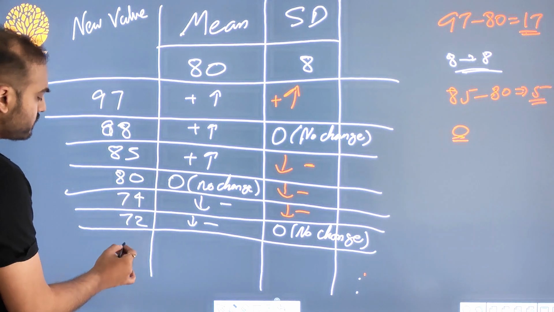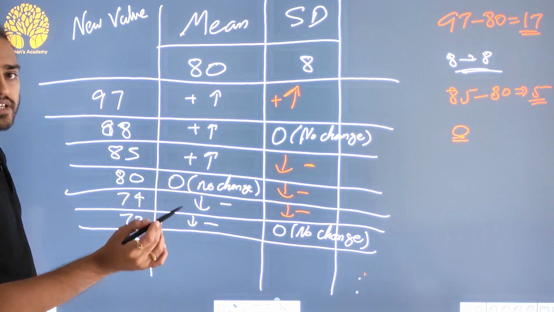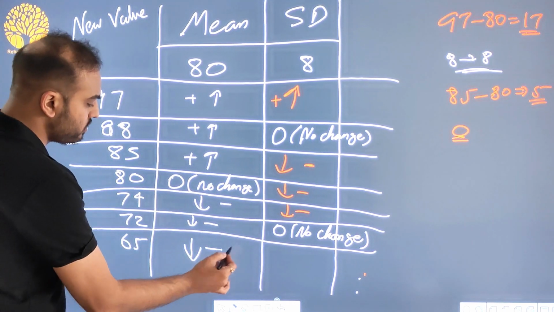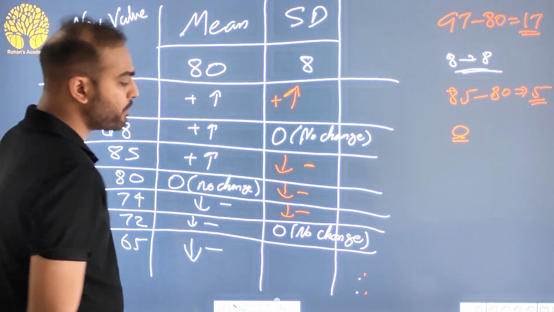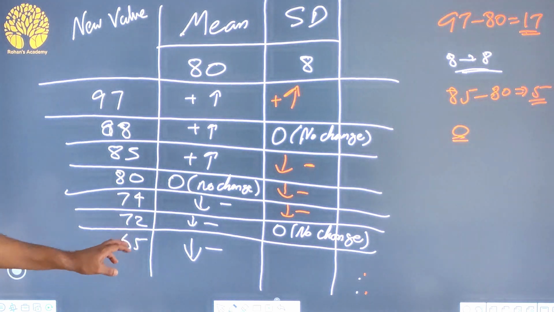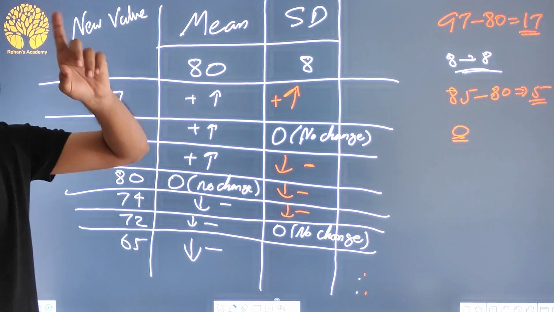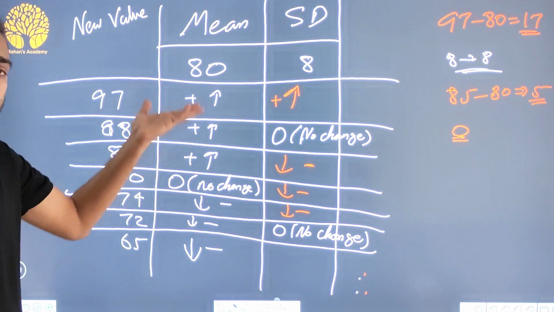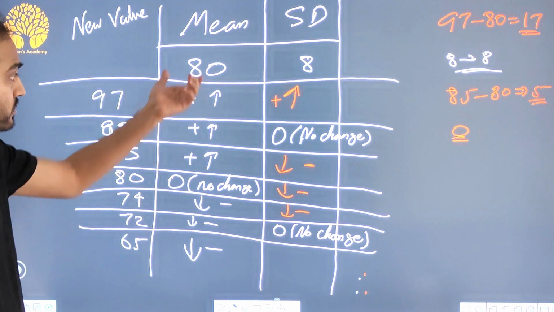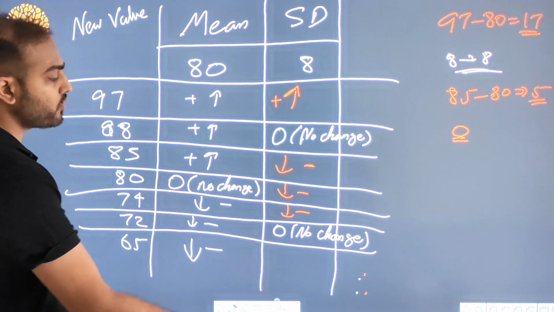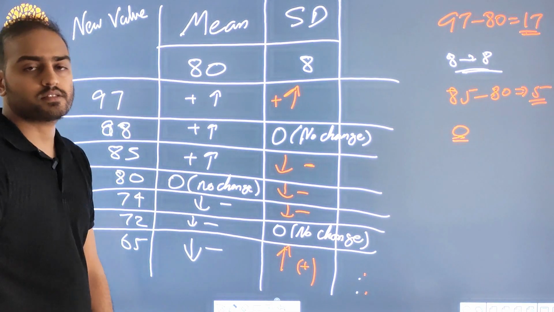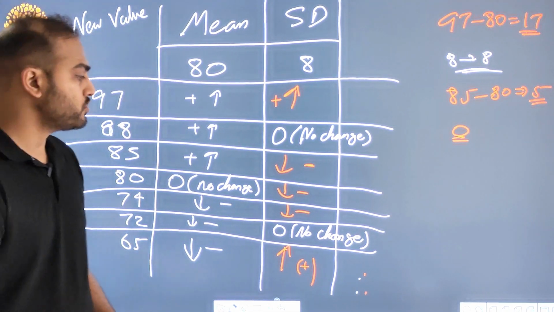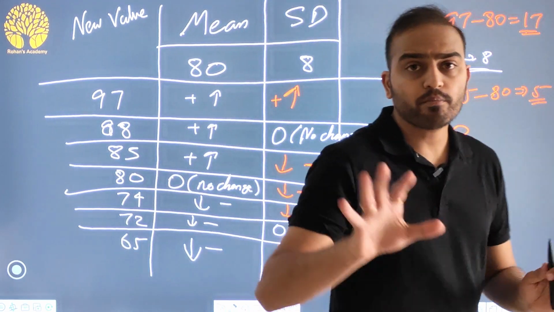Okay, and finally, say the student scores 65. Very poor test. Mean decreases. Now, think what will happen to standard deviation. 15. Don't think of it as minus 15. For deviation, plus minus is same. So deviation is 15. What will 15 do to 8? Standard deviation will increase.